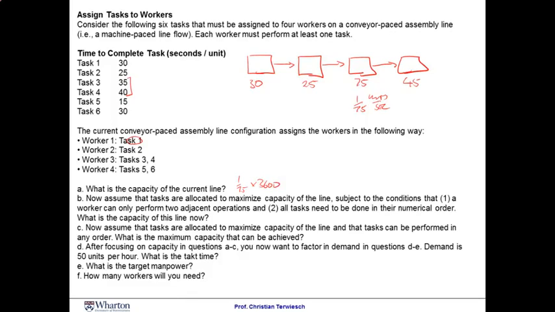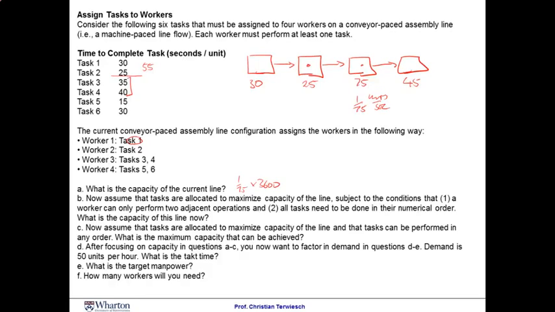Now let's assume that tasks are allocated differently. We want to balance the line. And clearly this doesn't look like a balanced line because there's a big difference between the fellow working here and the fellow working here. So let's see how well we can do. Now imagine the first person here would work on task 1 and task 2. That would give us a 55-second processing time.